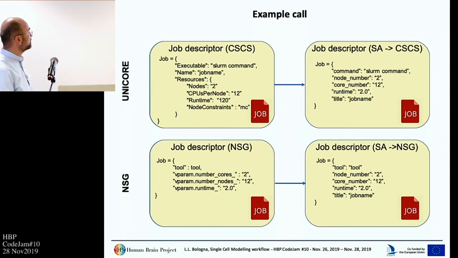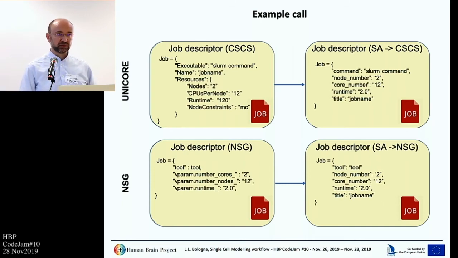And this is basically an idea of how we built it. So this is a job descriptor for CSCS through the Unicore interface. This is a job descriptor for NSG. And we just created this very similar job descriptor, but that contains in the headers of the request also the token, so that we can take this one, unwrap this, create the Unicore request, and then finally launch the request on the HPC system.